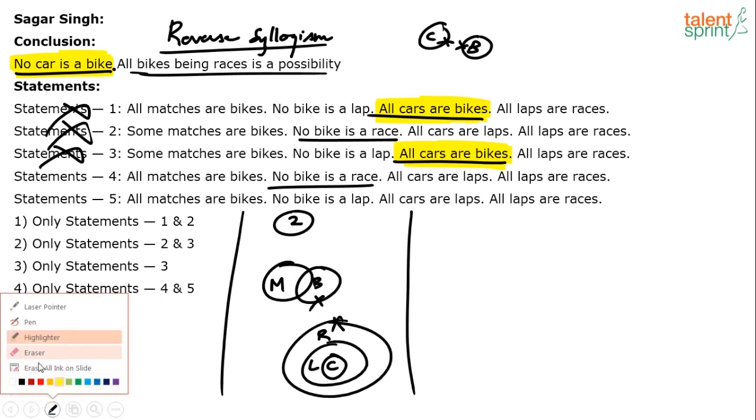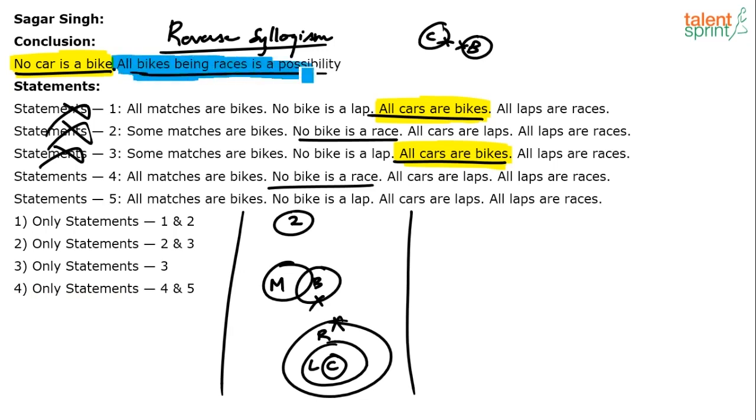Similarly, if you look at the second set, let me use a different color here, right? He says all bikes being races is a possibility. How is it possible when you have given no bike is a race? You are very clearly given that no bike is a race. So how can all bikes be races? Similarly, no bike is a race. How can all bikes be races? Not possible, right? So I think we can directly eliminate 4 options.